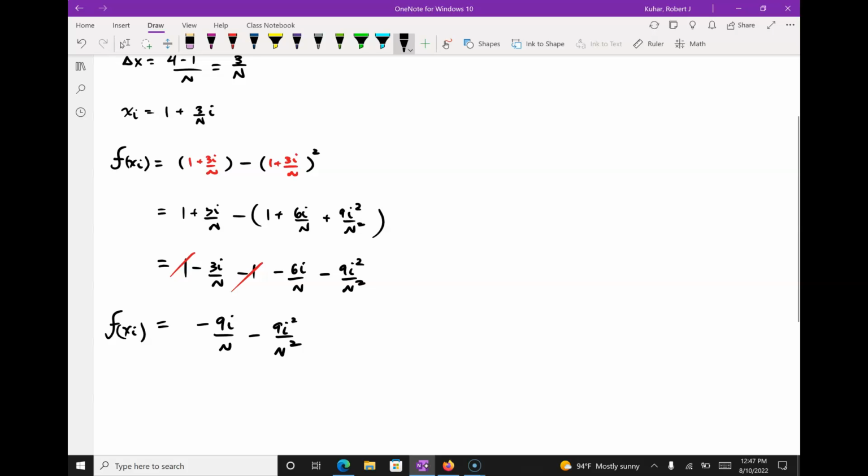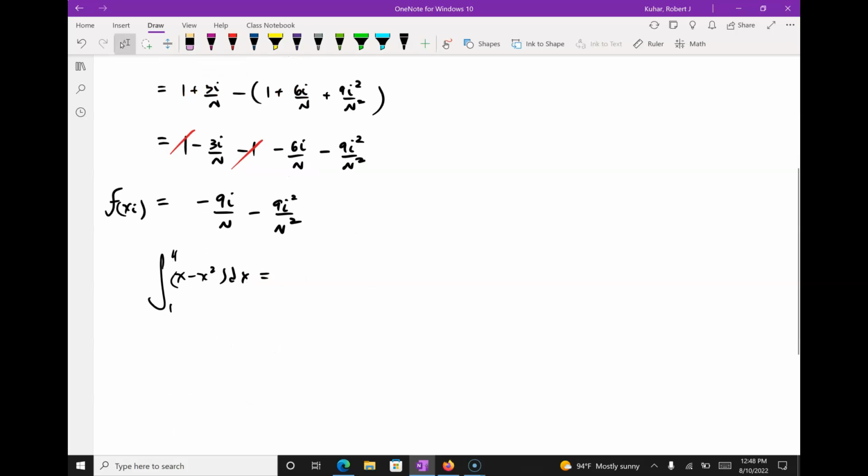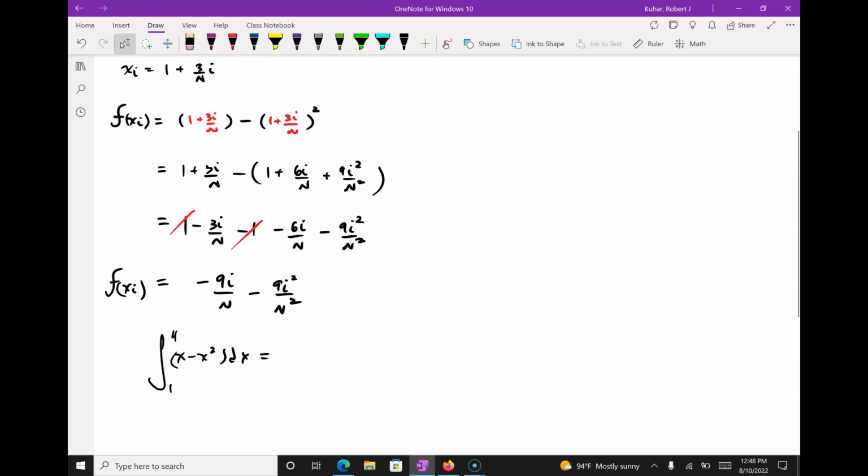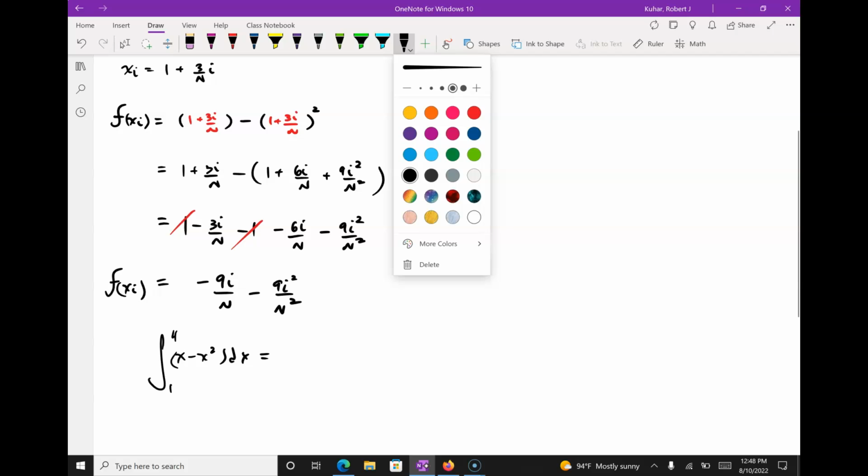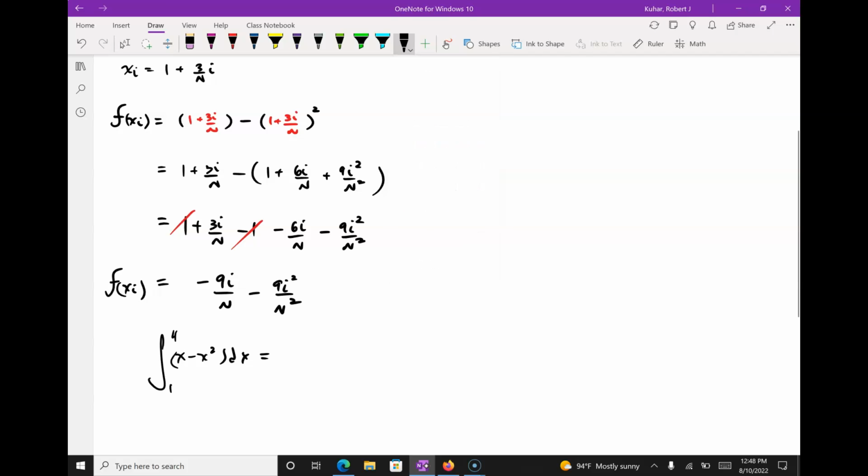So our integral from 1 to 4 of x minus x squared dx. Good question, thank you. So that's a negative 3i, right? Yeah, thank you. You saved me.